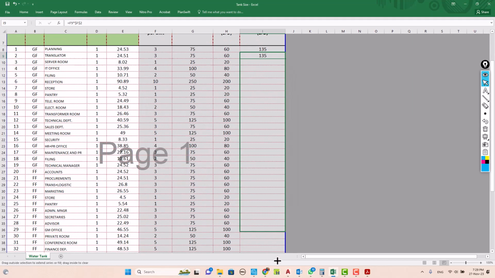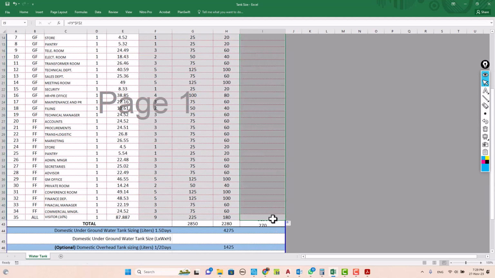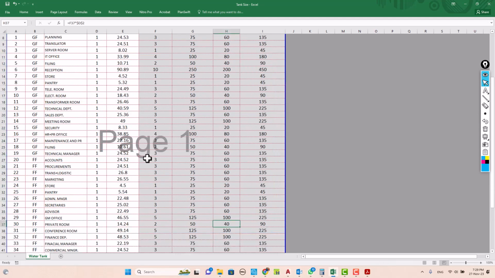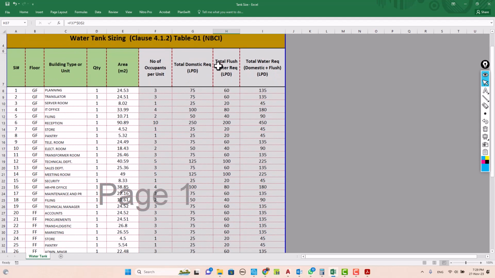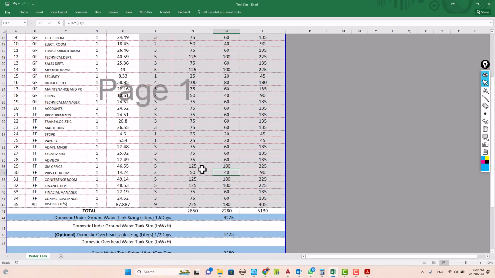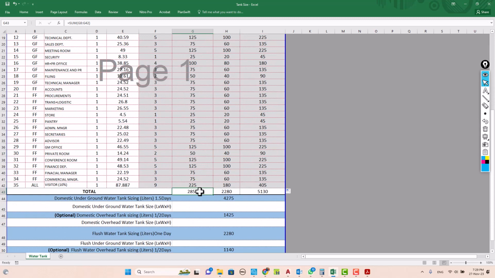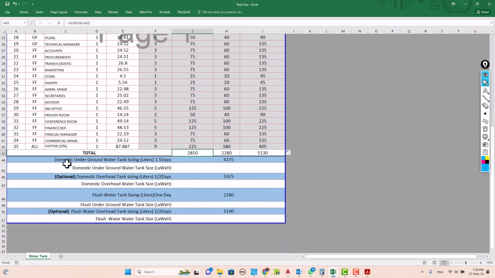And we can drag. Okay, so now easily we can get the domestic water and non-domestic water, it means flushing water, and total water. Okay, this much liter, remember this is the liter. Now for domestic underground water tank sizing, we size with 1.5 days.